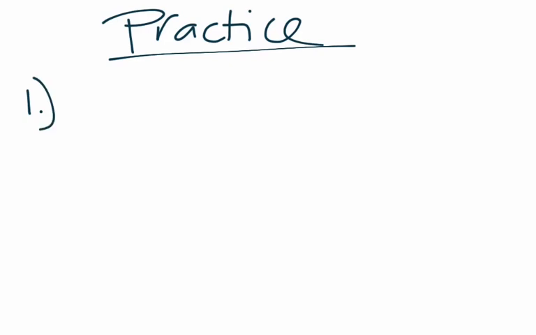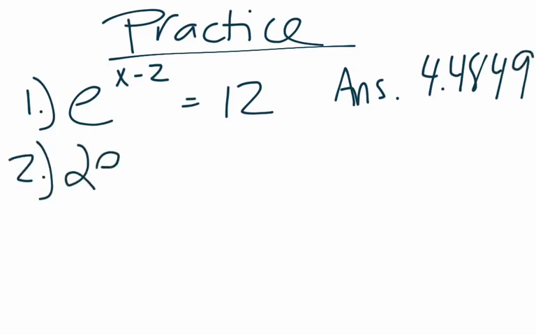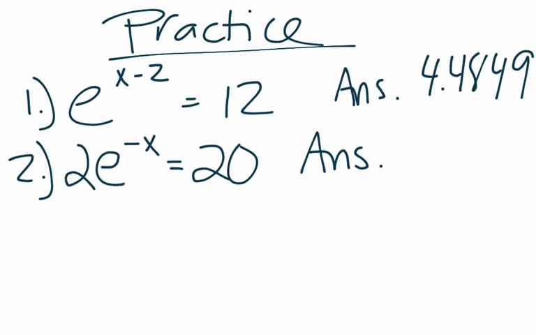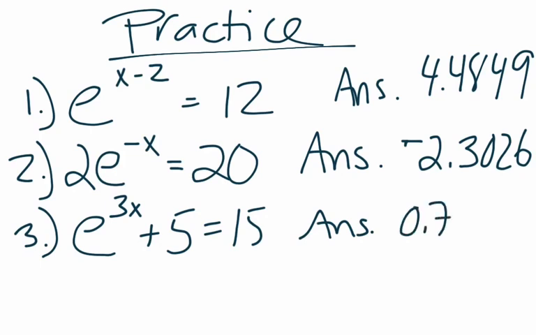So here are 3 practice problems. e to the x minus 2 is equal to 12. And the answer to that is 4.4849. That is so you can check your work. 2e to the negative x. Ooh, craziness. But you know what? Math is consistent. And the answer to that is x is negative 2.3026. And the third one is e to the 3x plus 5 is equal to 15. And your answer to that one should be 0.7675.